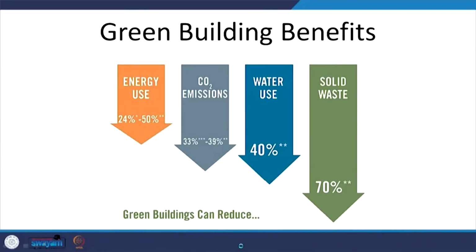So, the green building in general reduces energy use by at least 24%, and it may go as high as 50%. That of course depends upon how the buildings are being designed, but from a conventional building, this is what we are able to achieve. The carbon dioxide emissions are reduced by a third.